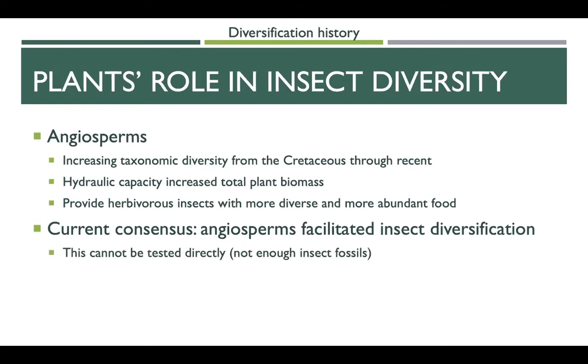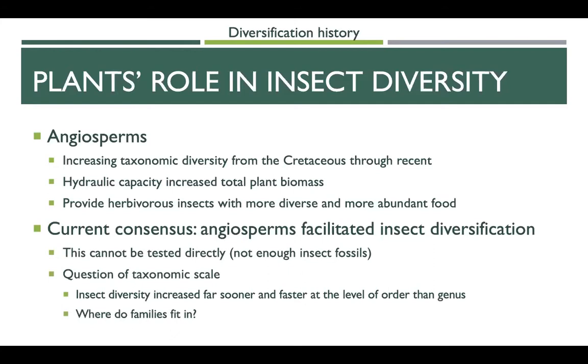Unfortunately, this cannot be tested directly with the fossil record because insects don't have nearly as good of a fossil record as plants do. And in addition, there's a question of taxonomic scale, right? So if you were to go back to the point in Earth history when there were half as many orders of insects as there are today, that was way earlier on than the point in Earth history when there were half as many genera as there are today. So diversity at the level of order increased much earlier and much faster than diversity at the level of genus for insects.